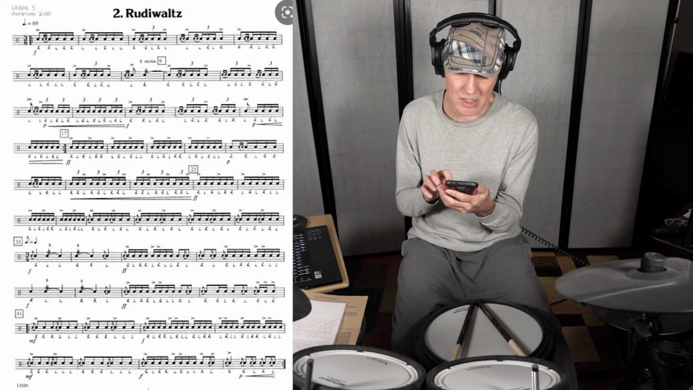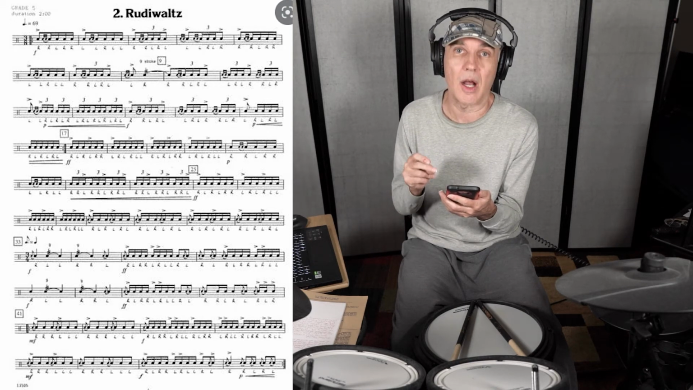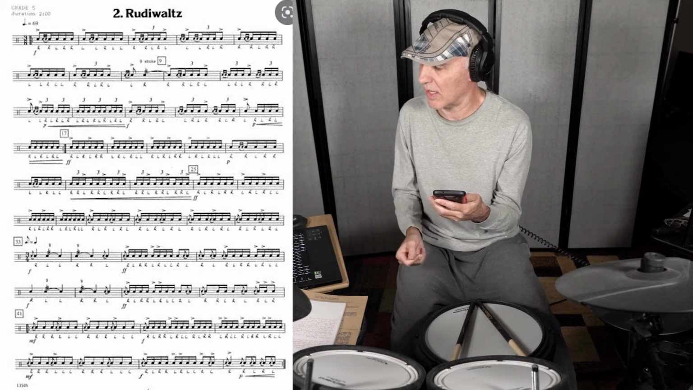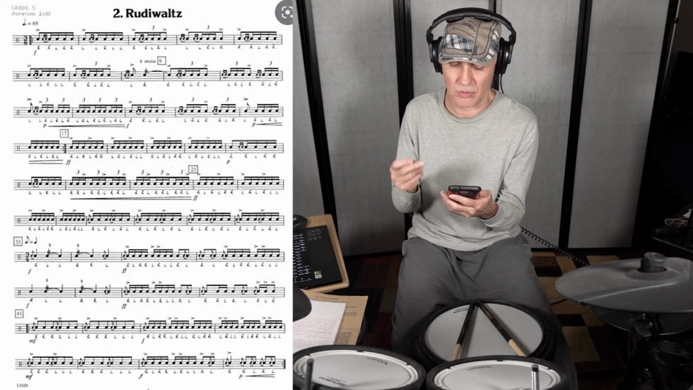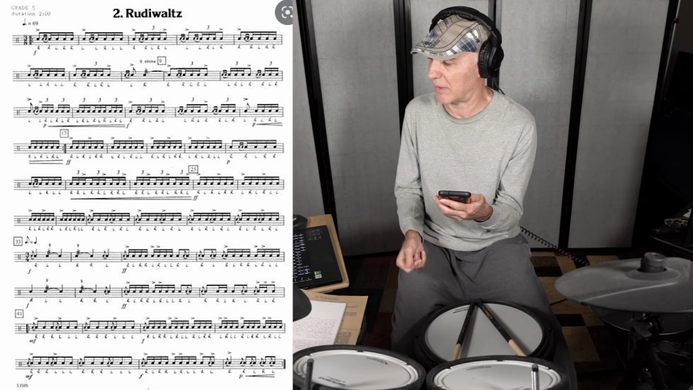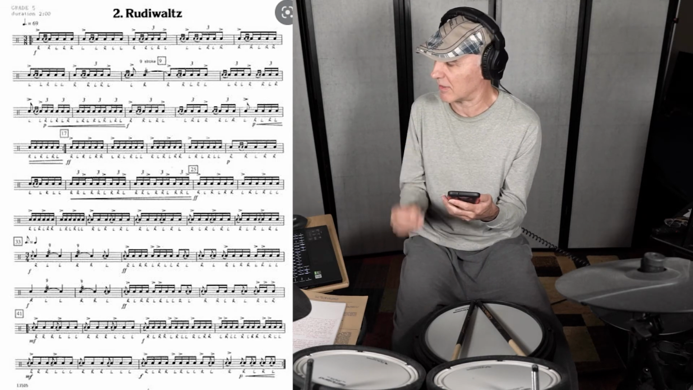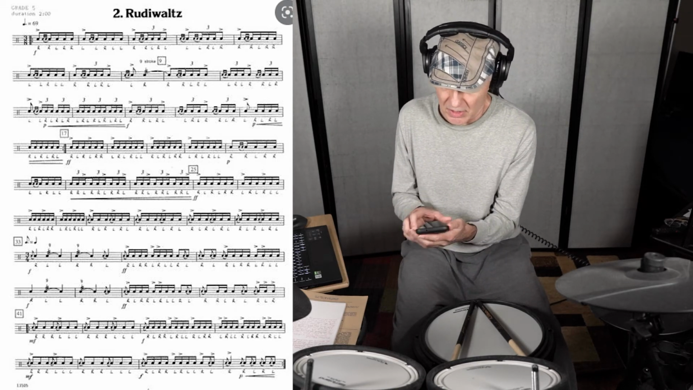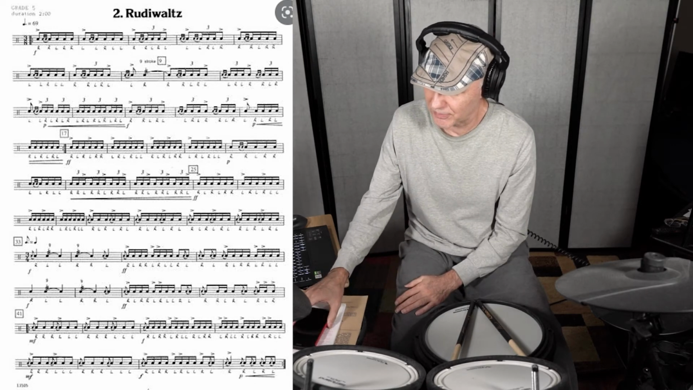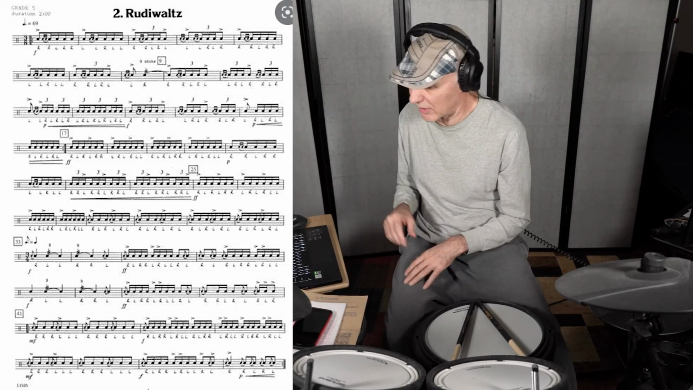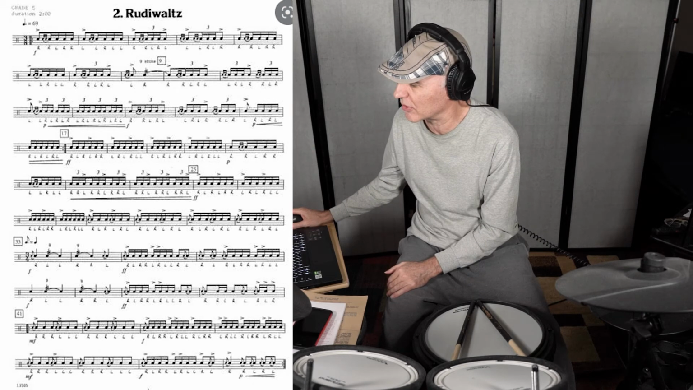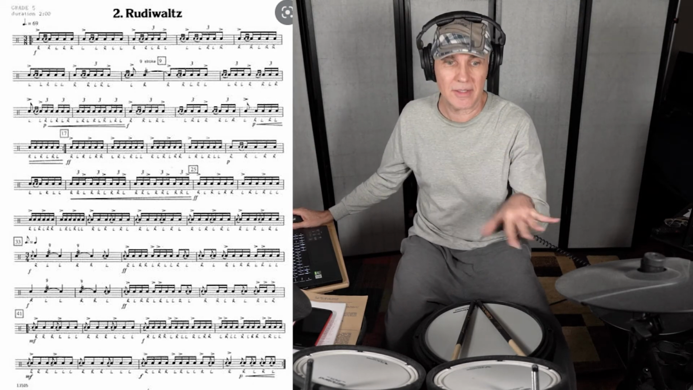All right, right there. So that's the dotted quarter note. 1, 2, 3, 1, 2, 3, 1, 2, 3. All right. So that clips along, of course. So let's see what happens here. We're in 3/8, 3 beats in a measure, eighth note gets the beat.